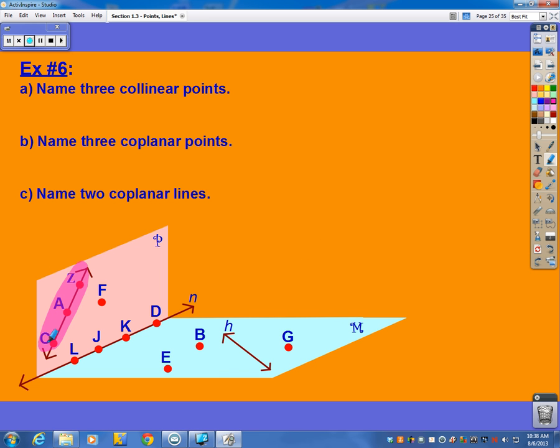Well, I could use these 3 points. So we could say points, we can't just say ZAC, but we have to say points CAZ. Those are 3 collinear points.